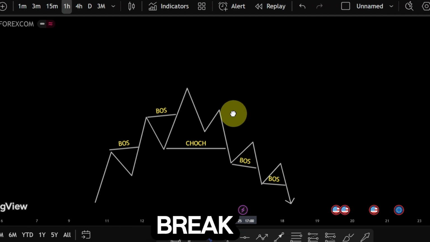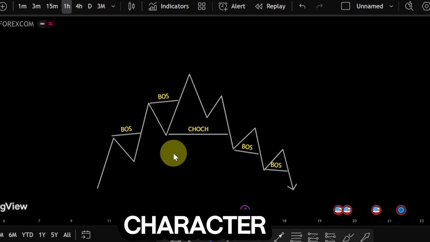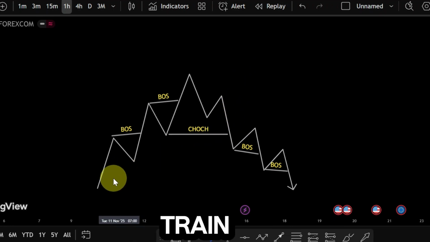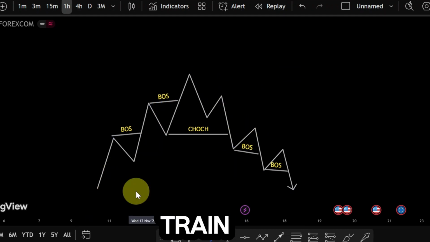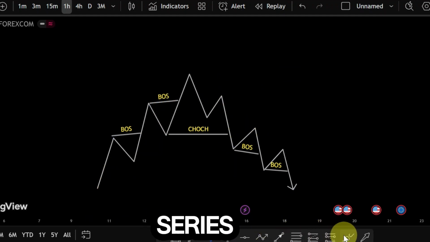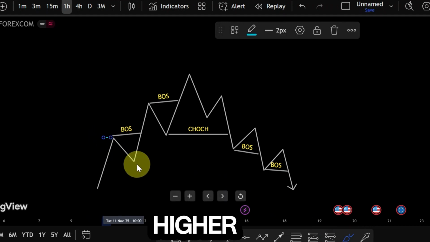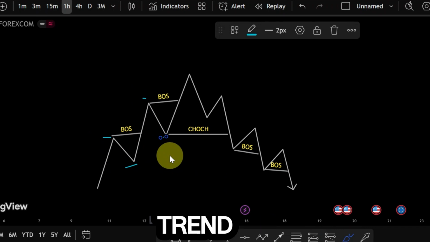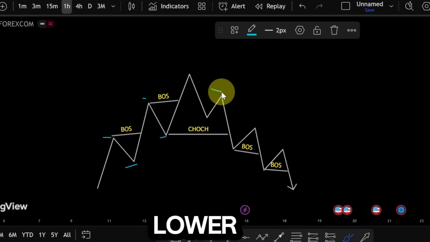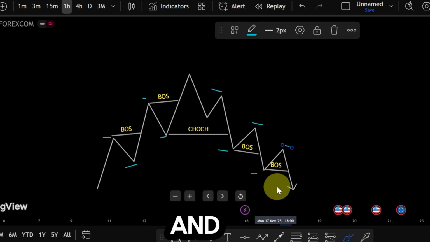The second rule that we must know to enable us trade this strategy is for us to be able to identify break of structure and change of character. Break of structure is seen in a trend, either an uptrend or a downward trend. In an uptrend, price is always making a series of higher highs and higher lows. While in a downward trend, price is always making a series of lower highs and lower lows.